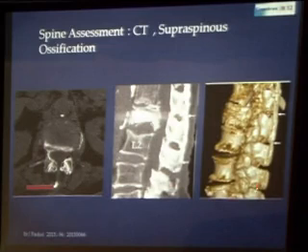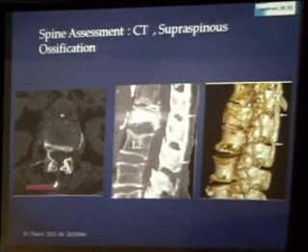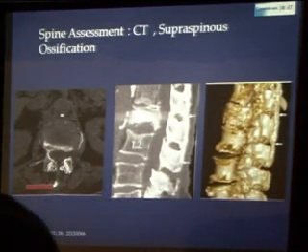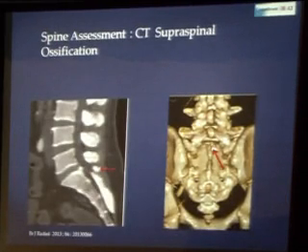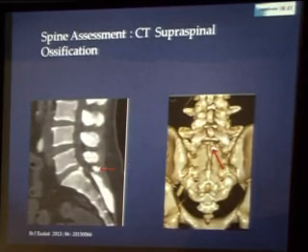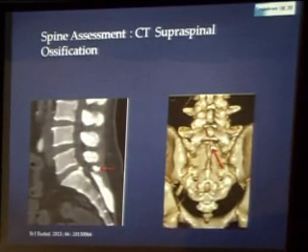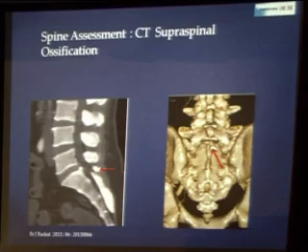The same thing on a 3D reconstruction, you can see very clearly that this space is clear and we can access this space. Now the same supraspinal ossification can be focal, and here you can see it between L5 and S1. So we can avoid this. That's the usefulness of the investigations.